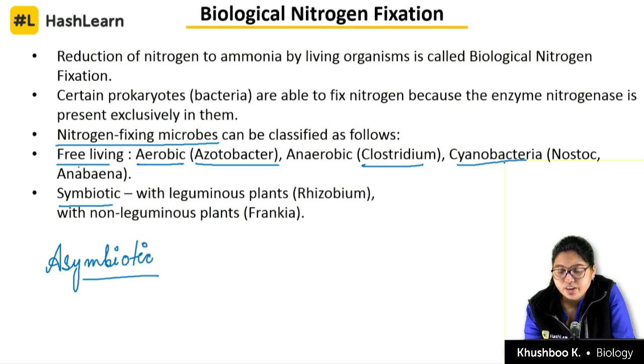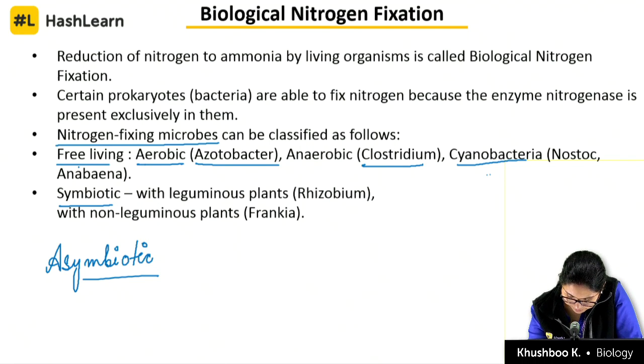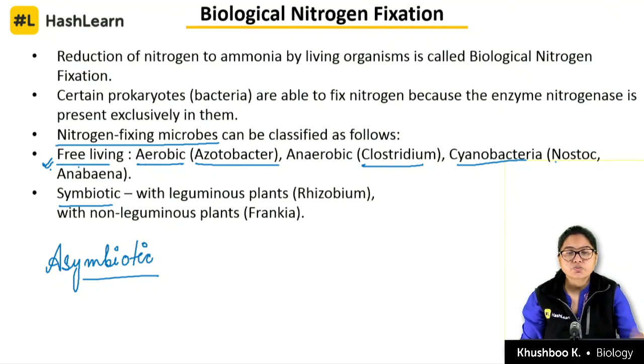Then we have the cyanobacteria. Free living cyanobacteria are Nostoc and Anabaena. What you need to remember is the name, and whether it is free living or symbiotic. In free living also we have the categories aerobic, anaerobic, and then cyanobacteria.